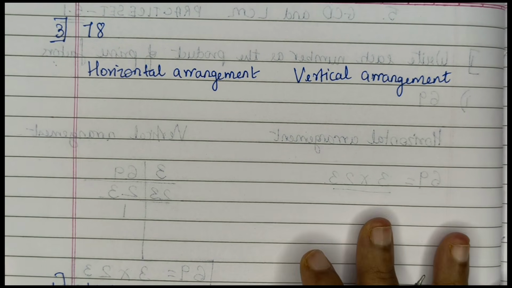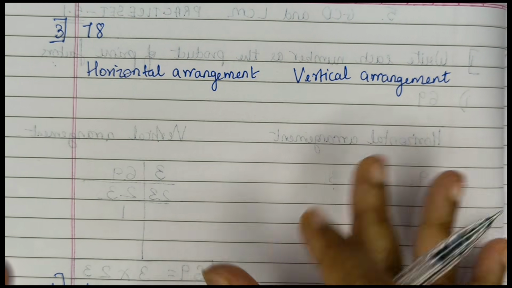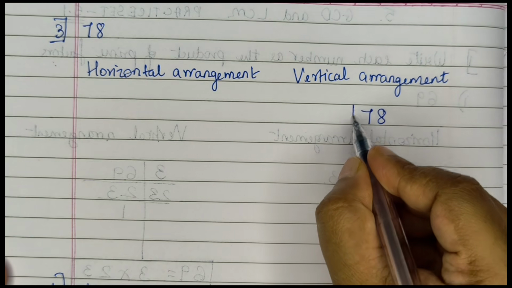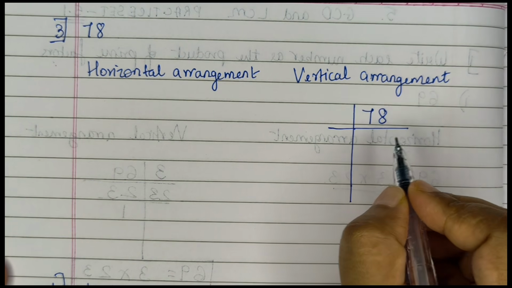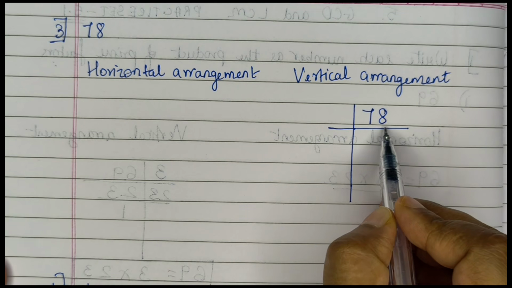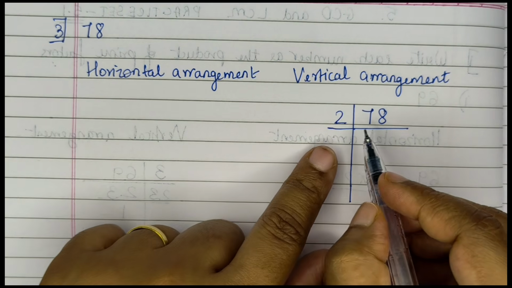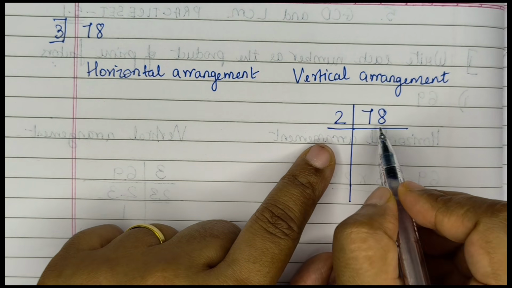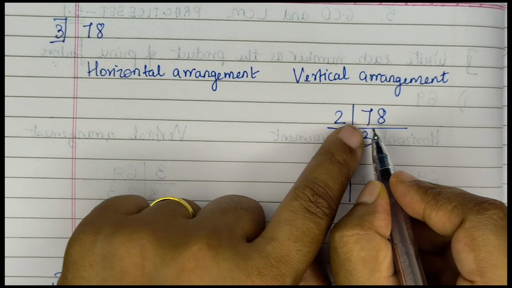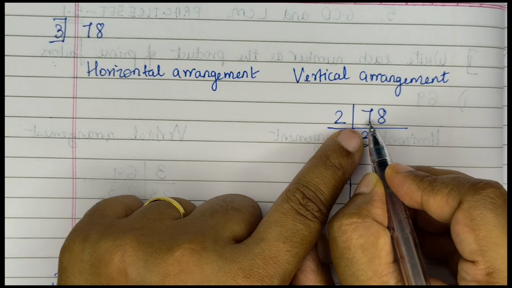Okay, see the third one. Horizontal arrangement and vertical arrangement. Now I am doing the vertical arrangement first. 78. So first we will factorize 78. Now see in 78, what is the last number? The last number is 8. I told you 0, 2, 4, 6, 8, we will begin with the 2 times table. Now in this, less than 7 in the 2 times table is 2 threes are 6. Less than 7, if 2 threes are 6, how much is left?